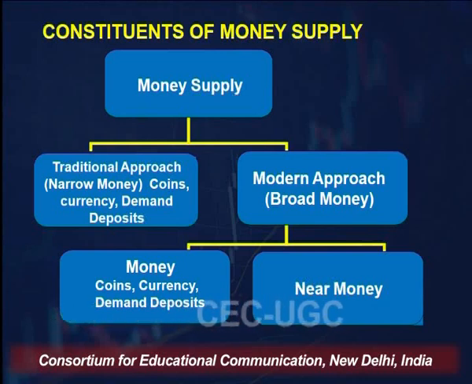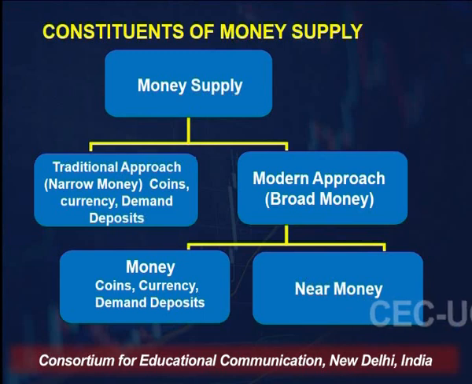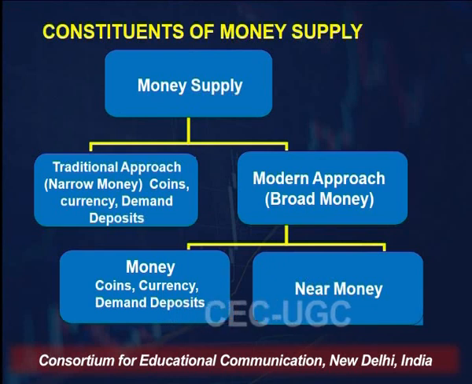Now what are the constituents of money supply? Mainly money supply has two definitions when we calculate. One is the traditional approach, which has narrow money, and the other is the modern approach, which is known as the broad money concept, because it includes many other components which were not earlier included in the traditional approach. The modern approach has money, that is coin, currency, demand deposits, time deposits, and also near money, which is not money but same as cash.